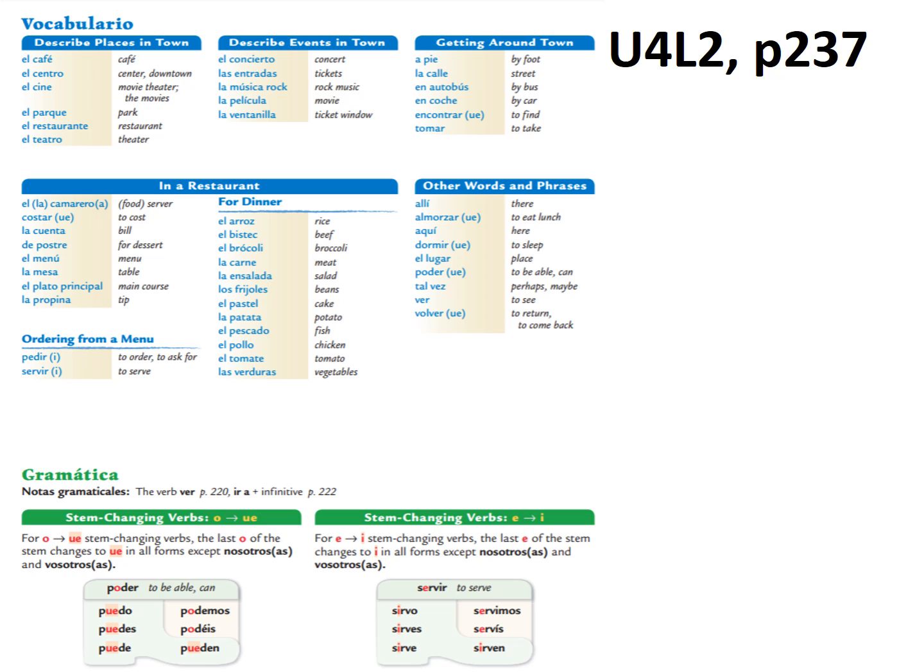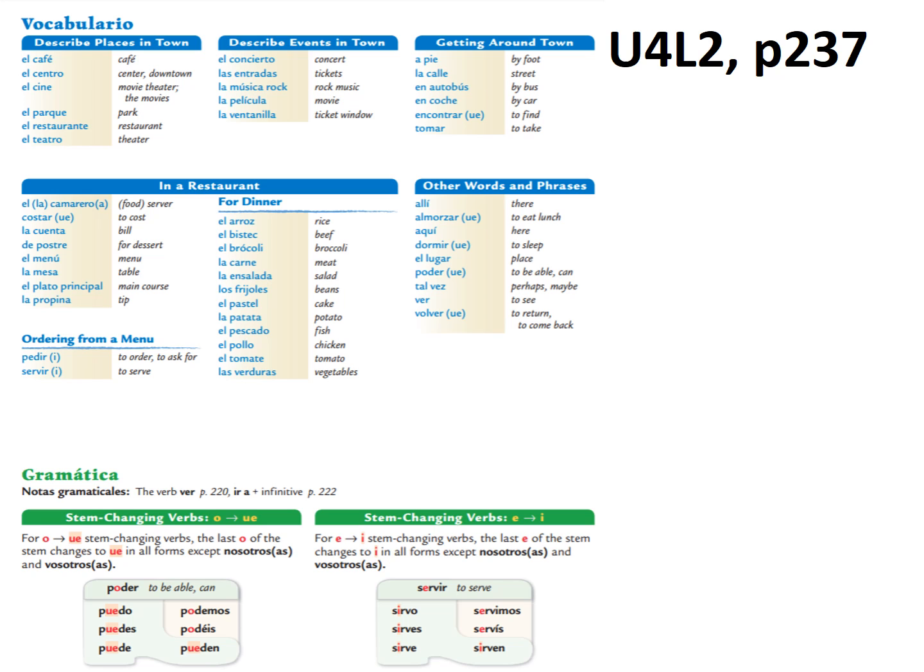Las verduras, vegetables. Other words and phrases, ahí means there. Almorzar is an O to UE stem changing verb, means to eat lunch. Aquí means here. Dormir is another O to UE stem changing verb, means to sleep. El lugar is place. Poder is another O to UE stem changing verb, means to be able or can. Tal vez means perhaps or maybe. Ver means to see. Volver is an O to UE stem changing verb, means to return or to come back.